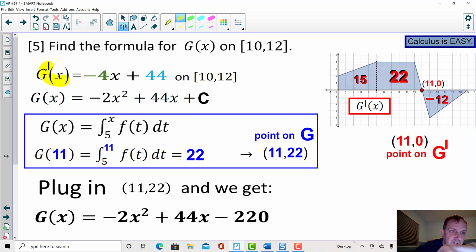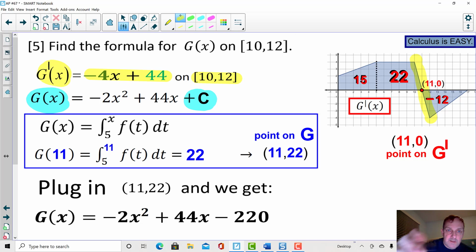Okay, we just found g prime, and it's equal to this line only on the interval from 10 to 12. So that represents this over here. I highlighted it on the graph. Now that's g prime, but we want to find g, so we're going to need to do the integral. If we do the integral, we'll have g, but the problem is we'll end up with this plus c piece.